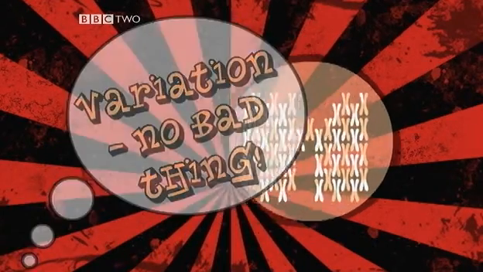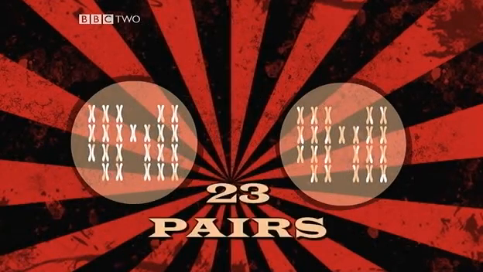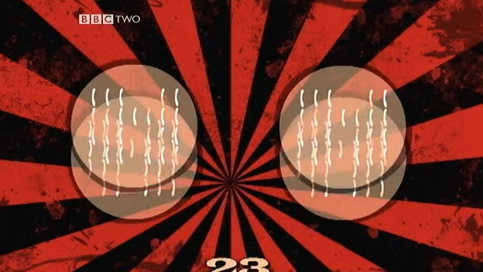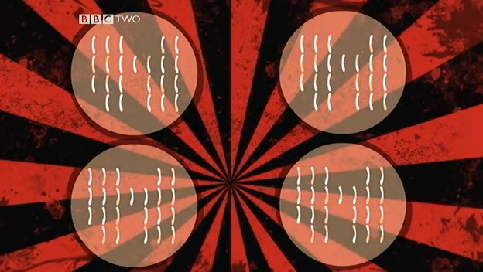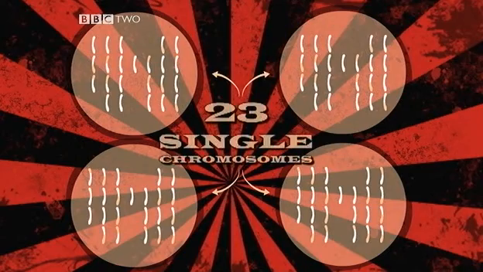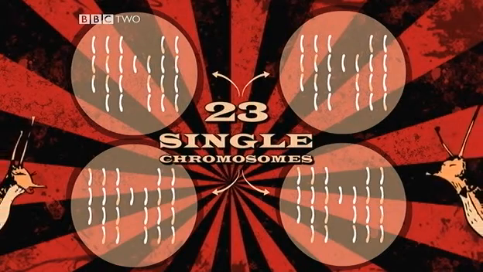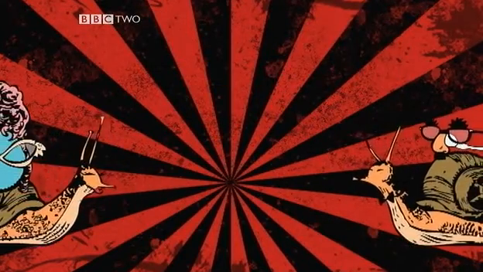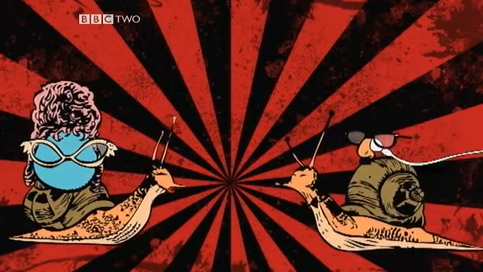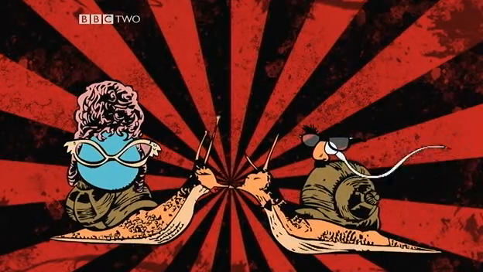Then the cell divides into two, 23 pairs into each half. These two cells divide again, and this time the chromosome pairs are split up. So the 4 cells we're left with have only 23 single chromosomes. So there we have it, the finished product, the gametes, sperm cells and egg cells, looking for a mate.